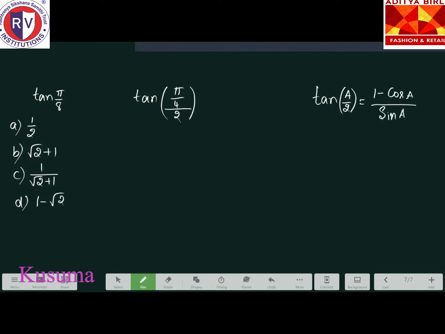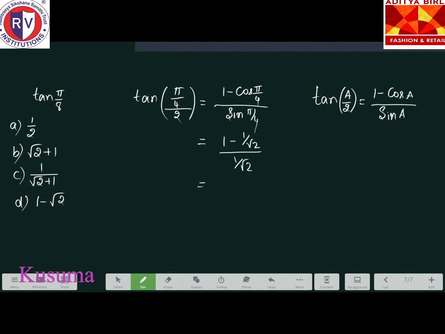So tan pi by 4 by 2 is there. This is A when we compare it to the formula. So this will be 1 minus cos pi by 4 divided by sine pi by 4. You know what is cos pi by 4? Cos pi by 4 is equal to 1 by root 2. So this is 1 minus 1 by root 2, and even sine pi by 4 is equal to 1 by root 2. Same 1 by root 2.